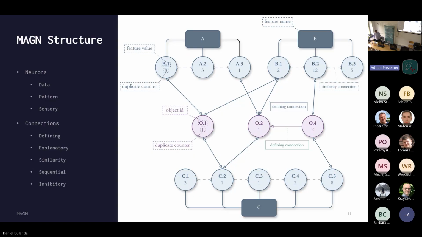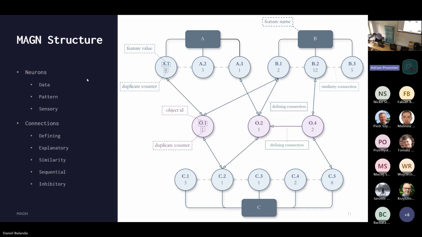The objects may represent the rows in the table, and the cluster neurons may be columns of features in this very simple architecture. And as I said, we have various types of connections. The most important one is defining. So we can see that, for example, O1 is defined by A1, but also, for example, O2 may be defined by O3. So we can easily imagine that there may exist some sort of hierarchy between them.